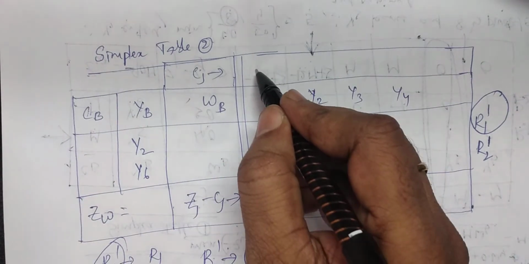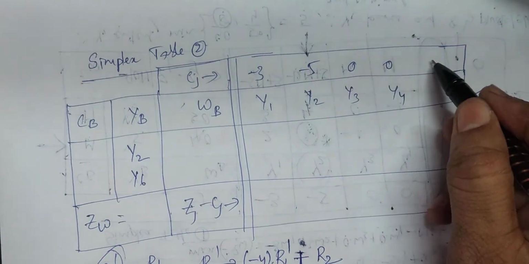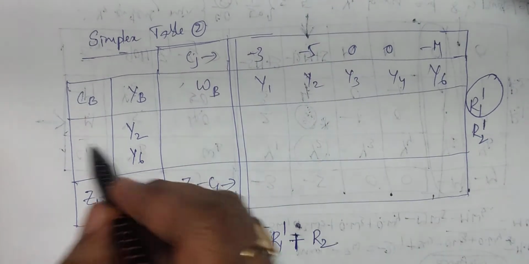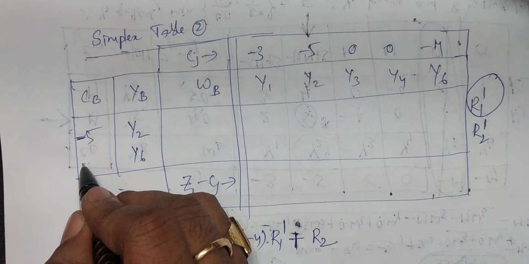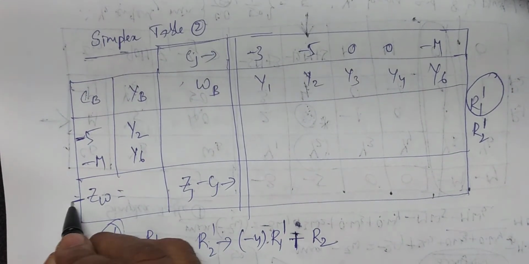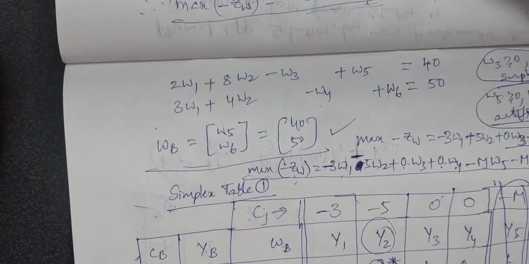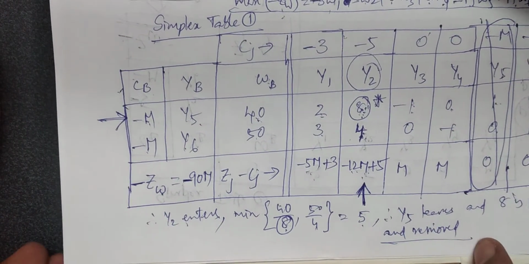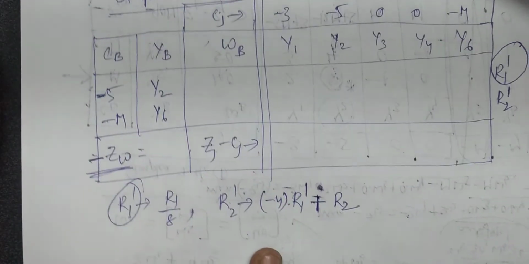y2 cost is, you write the cost here, -3, -5, it is 0. And another vector is y6. y5 removed, therefore y6 is here, and y2 cost is -5, and y6 cost is -m. So you have to consider one more, that is minus z omega. In the previous simplex table as well, it is minus z omega. You consider minus z omega, since now we are doing maximizing minus z omega. Minimization problem here, so therefore maximizing minus z omega.